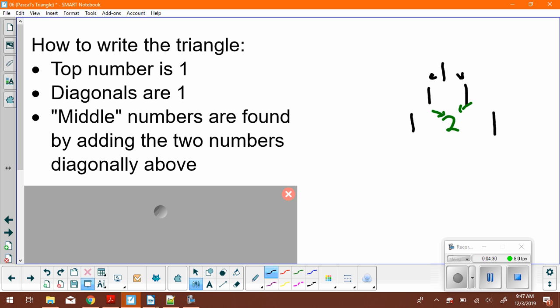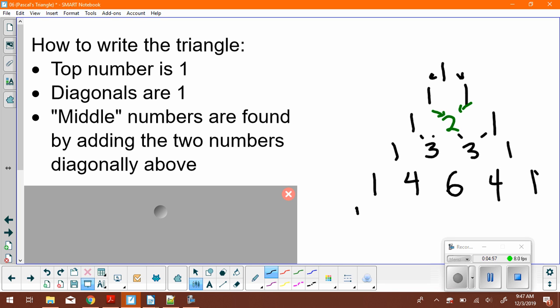Okay, for my next row, same idea. First number is a 1. Next one, I have a 1 and a 2, so that totals up to 3. 2 plus 1 totals up to 3, and then 1. And we can keep this pattern going. My next row would be a 1, followed by a 4. 3 plus 3 is 6. 3 plus 1 is 4. 4 plus 1. Sorry, not 4 plus 1. The outside is a diagonal. There's no number over here.